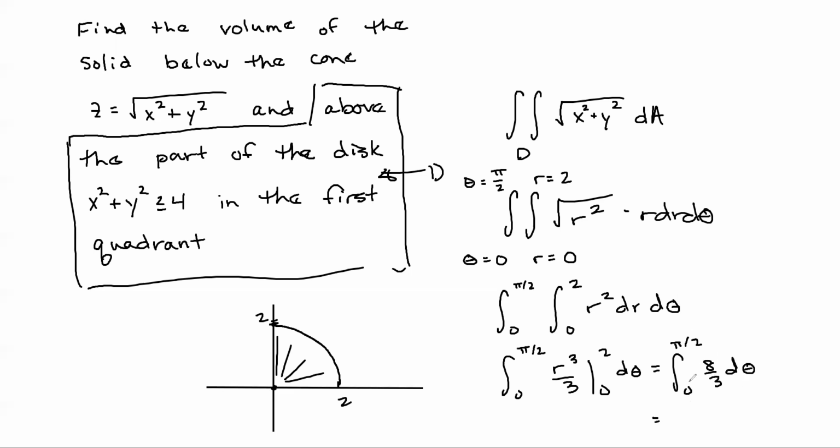And then the antiderivative of this is going to be theta. And you're going to plug in pi over 2. So we're going to get 8/3 times pi over 2. Right? That simplifies. You've got 4 and 1. And so we're going to get 4 pi over 3.